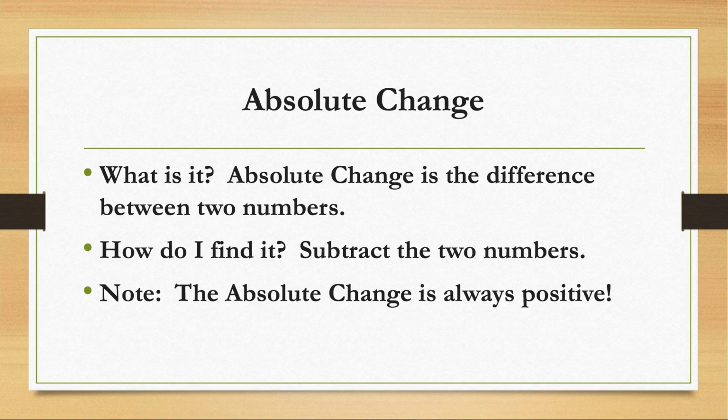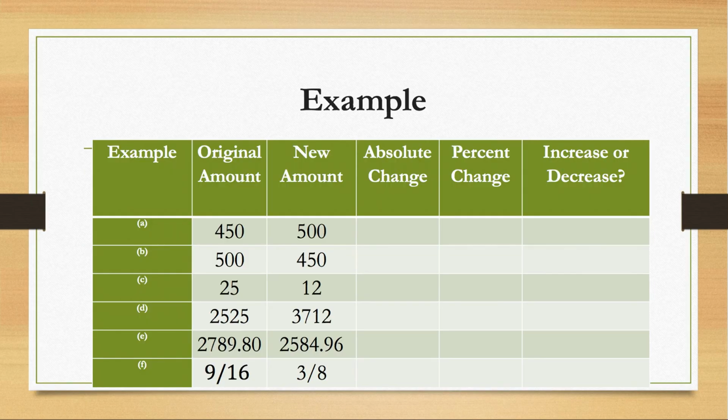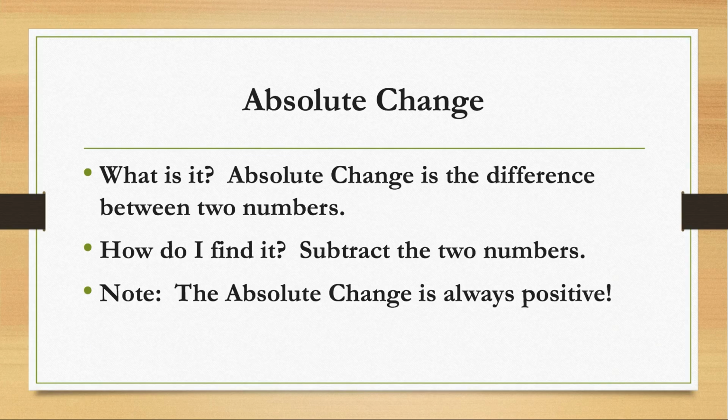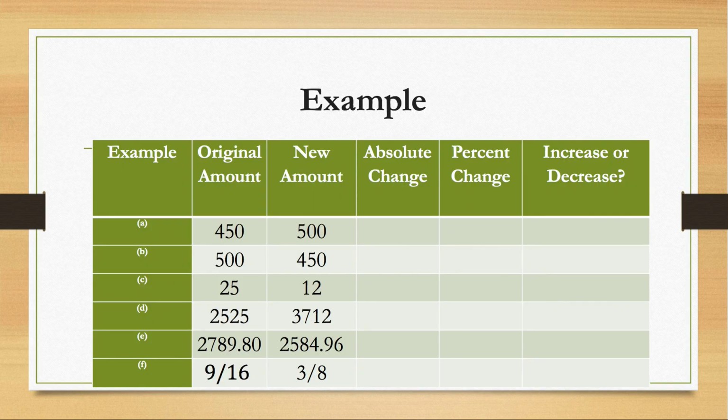We're going to take a look at our example. We have a table of values, and we want to fill in right now the column for absolute change. All right, so remember, absolute change is subtracting the two numbers that were given and keeping in mind that it always has to be positive. All right, so for part A, we would take our original amount of 450 and our new amount of 500. And it does not matter in what order you subtract them in. So if you want to do 450 minus 500, that's fine. Or if you want to do 500 minus 450, that's fine.